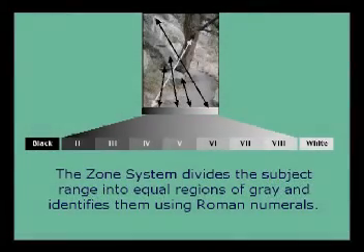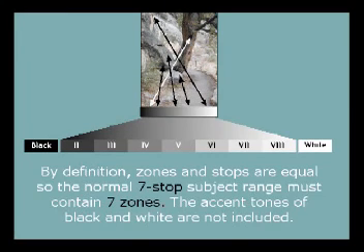The zone system divides the subject range into equal regions of gray and identifies them using Roman numerals. Black and white are accent tones. In the subject range, by traditional definition, zones and stops are equal, so the normal 7-stop subject must contain 7 zones, plus the accent tones of black and white.